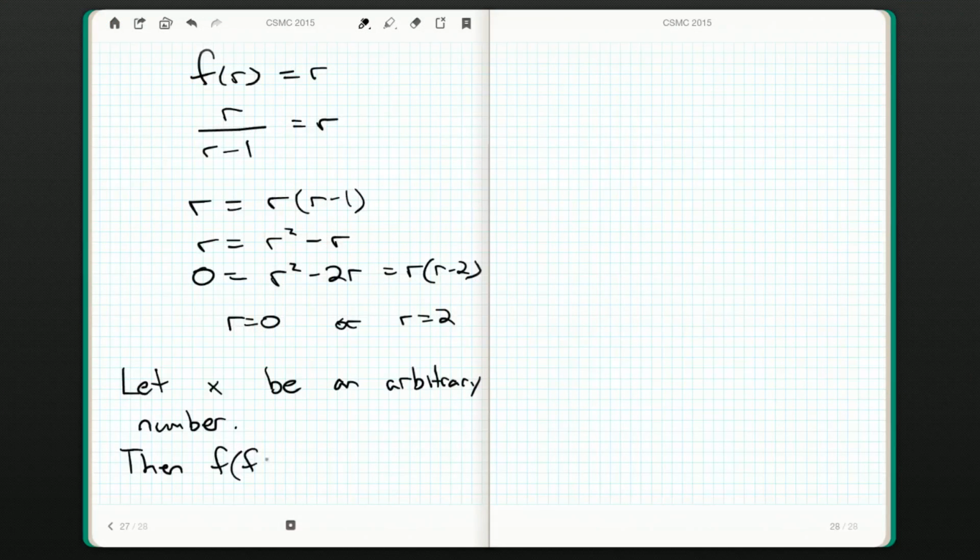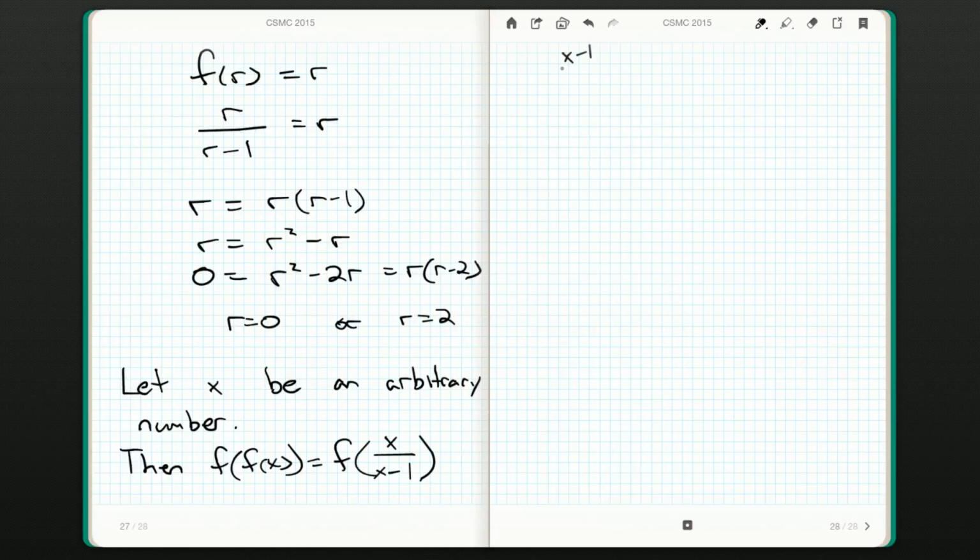Then f of f of x is f of, well, what's f of x? It's x over x minus 1. What's f of x over x minus 1? Well, f tells us whatever we take in, we put that on top, and then we subtract 1 from it and put that on the bottom. So the number we took in was x over x minus 1, so that goes on top. And then we have x over x minus 1 minus 1 on the bottom.